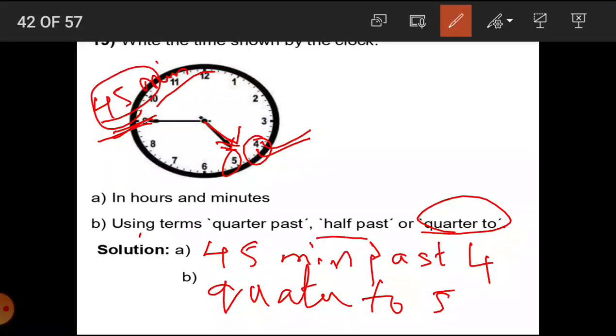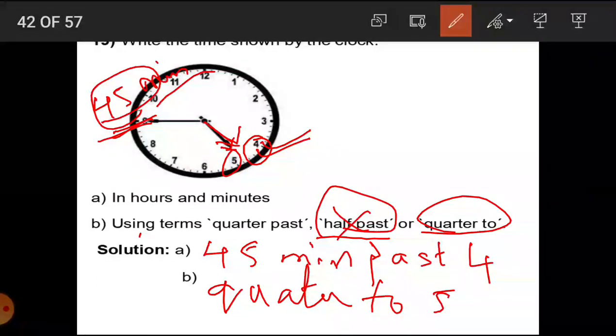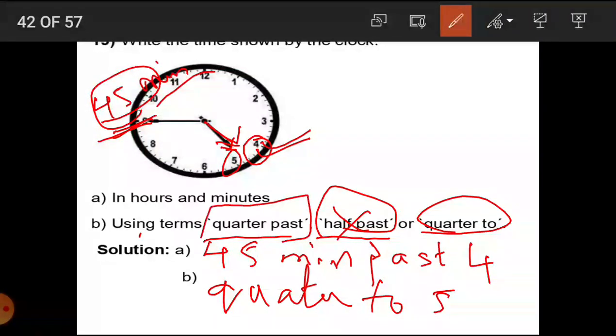Half past we are not going to use because the minute hand is at 9 and already half has passed, and 15 more minutes are also covered, so we are not going to use this term. Okay? Next is quarter past. Can you use this term also? No, because it is already three quarters, 45 minutes have passed, so we are not going to use this term also. We will use the term quarter to, and it is quarter to 5.